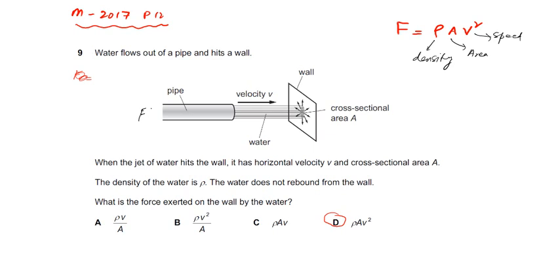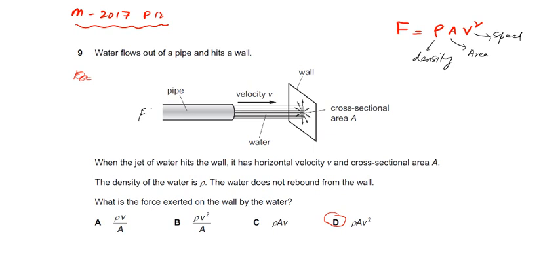So we have to consider this as well. What is the force exerted on the wall by water? The force exerted on the wall by water is calculated as density times area times speed squared. So this is a straightforward question: density, area, and the square of the velocity. This is option number D.